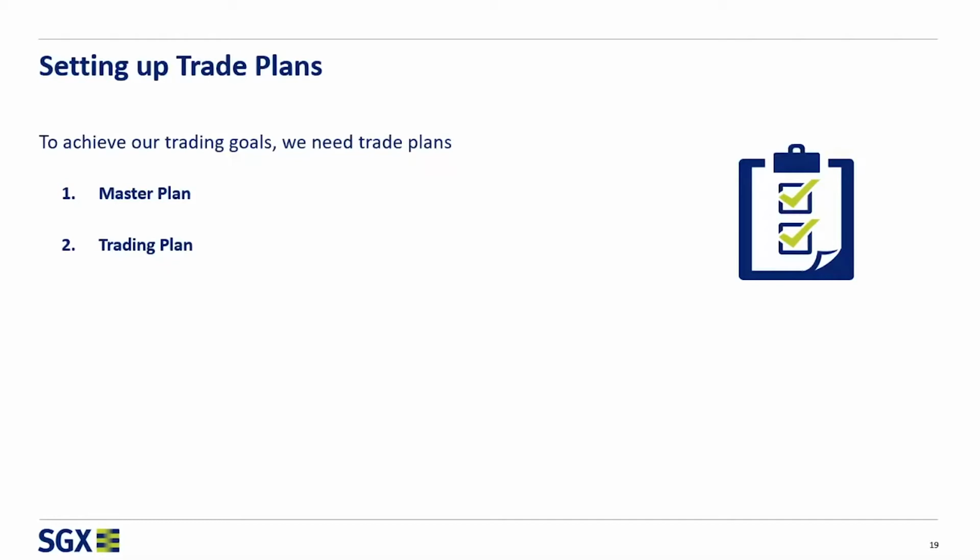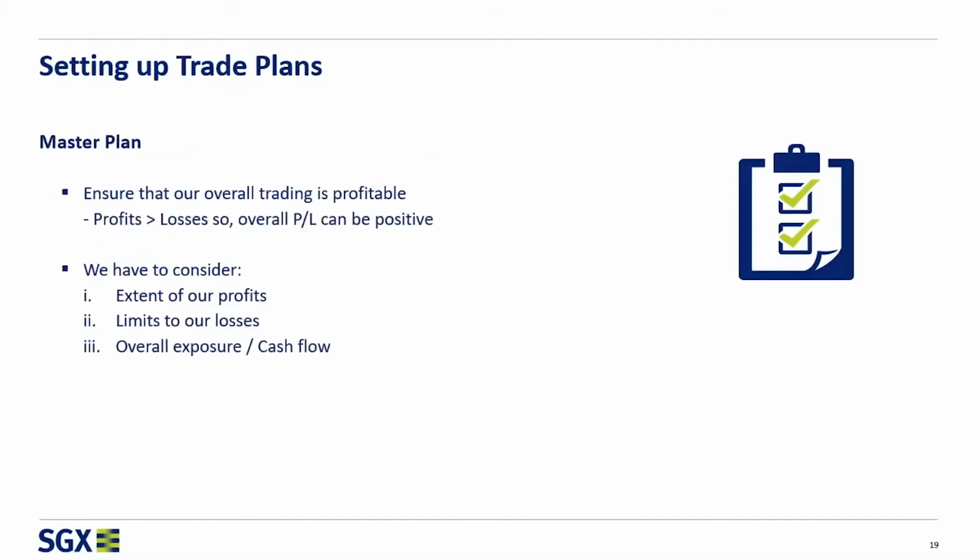Okay, so for the plans, I break it up in two groups. One is the master plan, and the other one is the trading plan. The trading plan is for individual trades, while the master plan is an overall picture. Okay, so master plan, like I mentioned, it ensures that our overall trading is profitable.